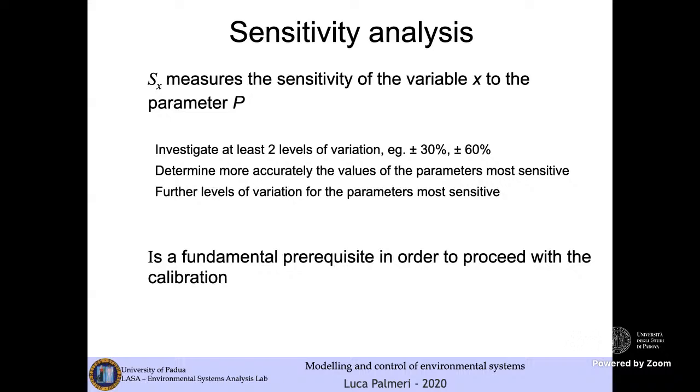Typically, we investigate at least two levels of variation, for example plus or minus 30% of the parameters, or plus or minus 60% of the parameters. And this is important in order to help us decide which parameters are the most sensitive, so those that more significantly change the behavior of the model, and that need to be determined more accurately in order to start the calibration procedure, as we will see soon.